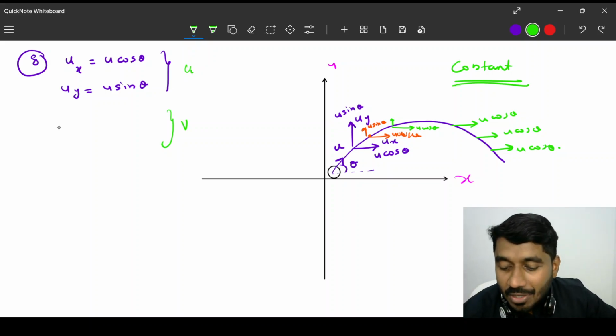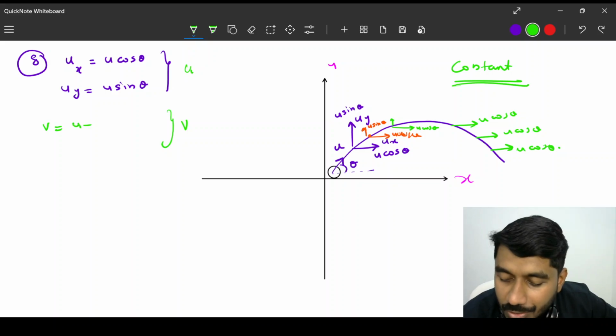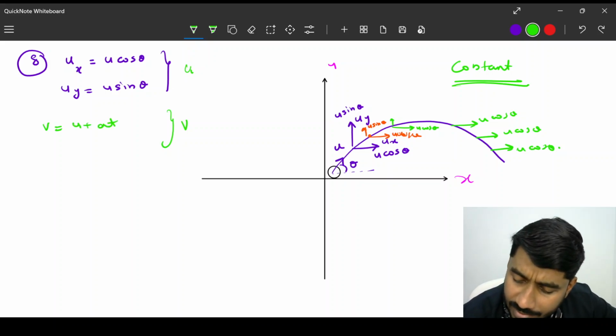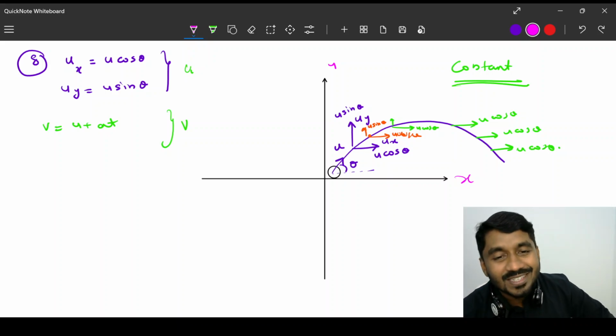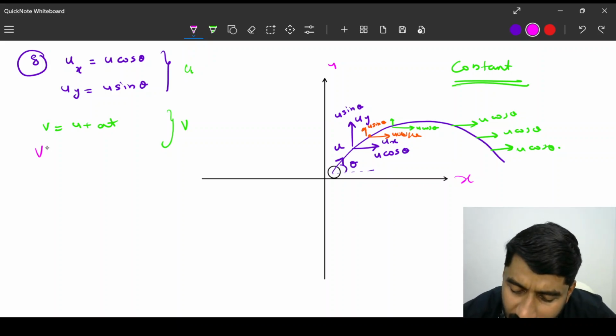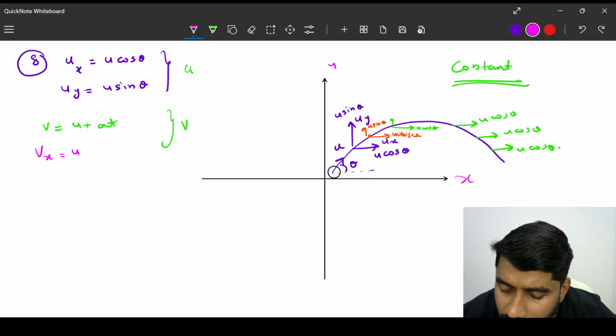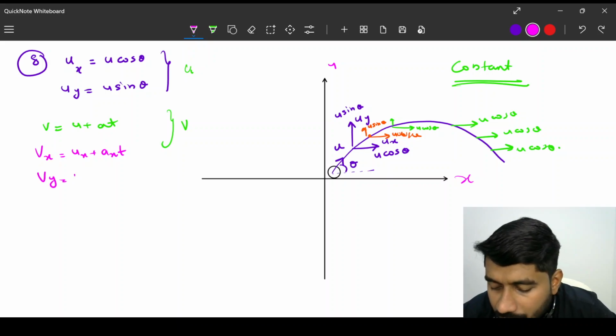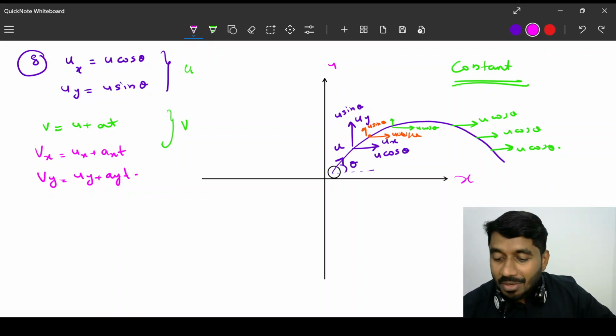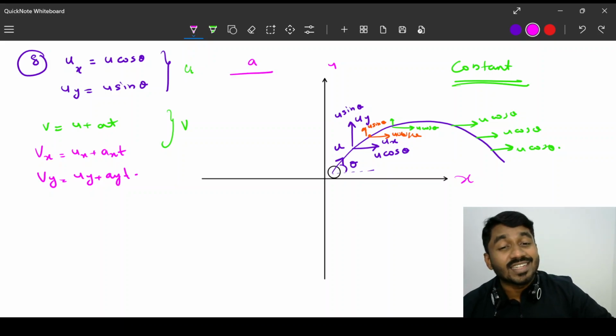Just listen. We know this equation v equal to u plus at. So everyone write this equation: vx equal to ux plus axt and vy equal to uy plus ayt. Before that we need to derive the acceleration. So what will be the acceleration?